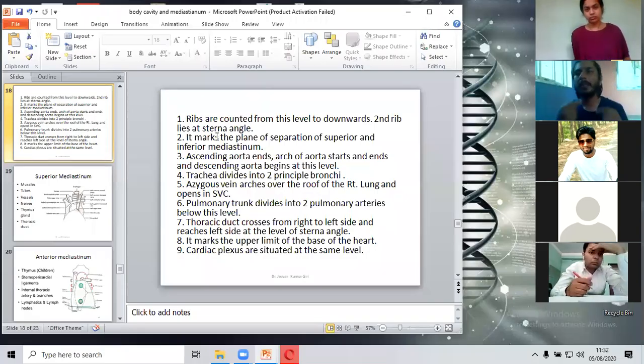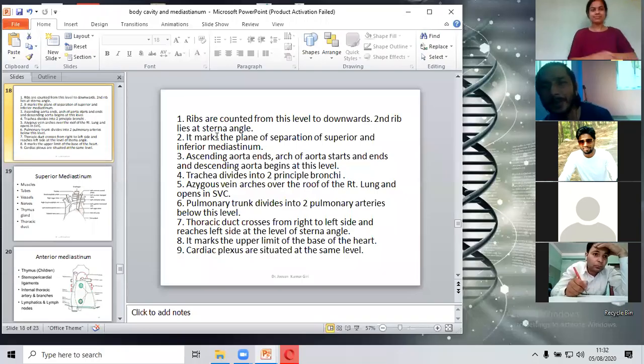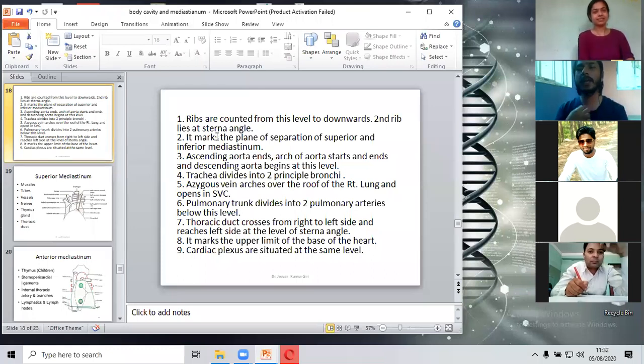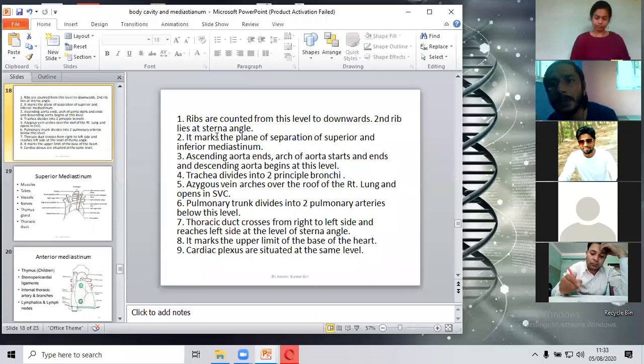Now next point, see, you know this here, trachea. First listen and write, no? Don't only copy. You should know. You know the trachea, isn't it? So the trachea will divide into two, right and left bronchus, at this level only. So the trachea bifurcates into the right and left principal bronchus at that level only. That is the fourth point: bifurcation of trachea into right and left principal bronchi.